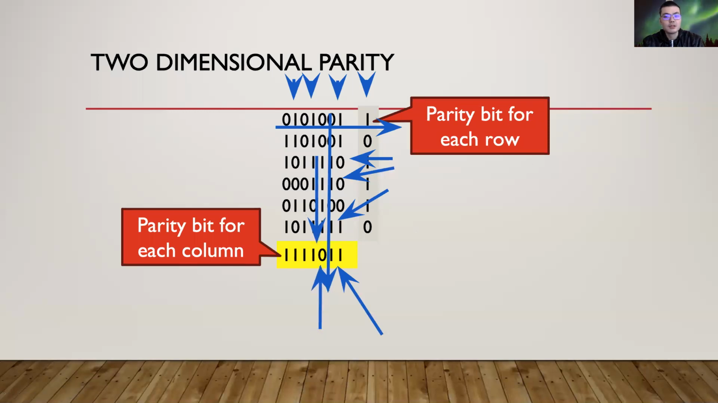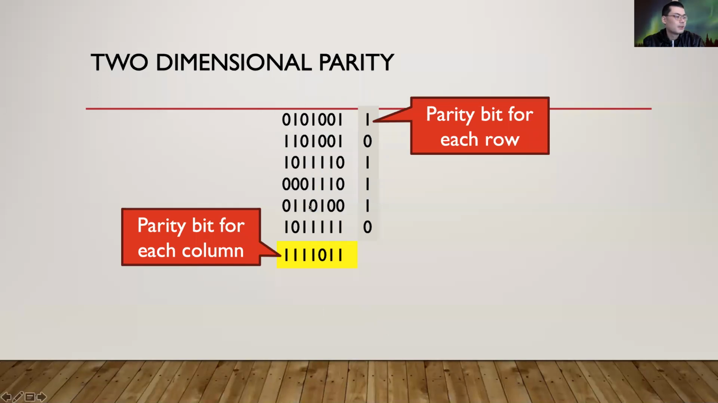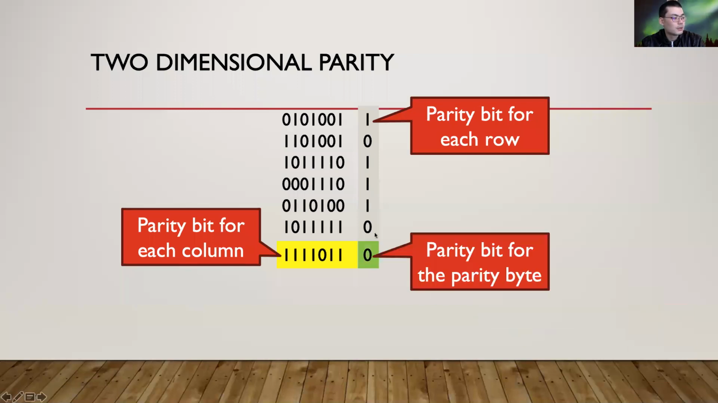Basically, once you receive a packet, you lay it out in this 2D layout, and then you compute the parity of each row and each column. Of course, you can also compute the parity of the final column or final row, and they will be the same, because it's equal to the parity of all their parities. So there's a guarantee that they will be the same. For example, this is 4 ones, this is 6 ones, so this will be zero. So this is the parity bit for each row, this is the parity bit for each column, and this is the parity bit for this entire set of numbers.